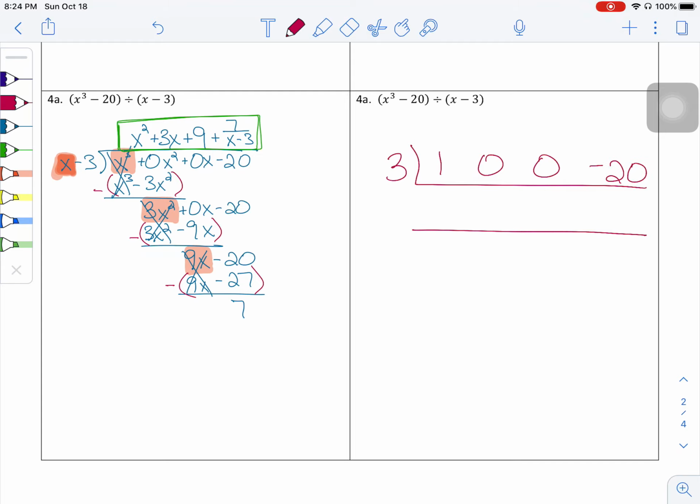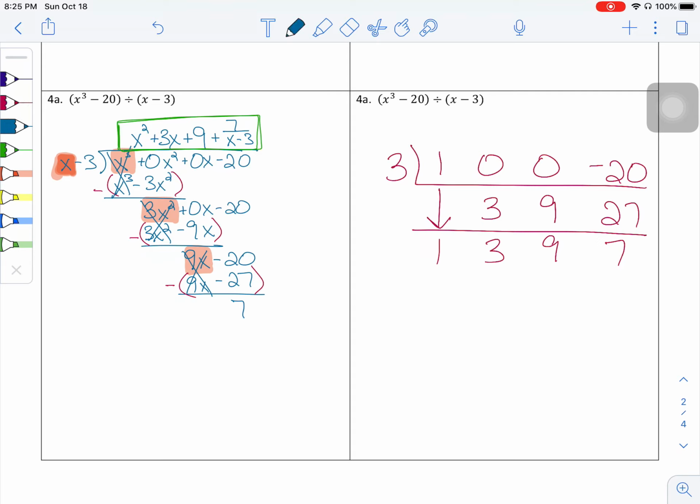Little room to work here. First value drops straight down. And again, you then start the multiplication, add. So 3 times 1, 3. Add. 3 times 3 is 9. Add. 3 times 9 is 27. Add. Okay. So 1, 3, 9, 7 are the values I'm getting here.